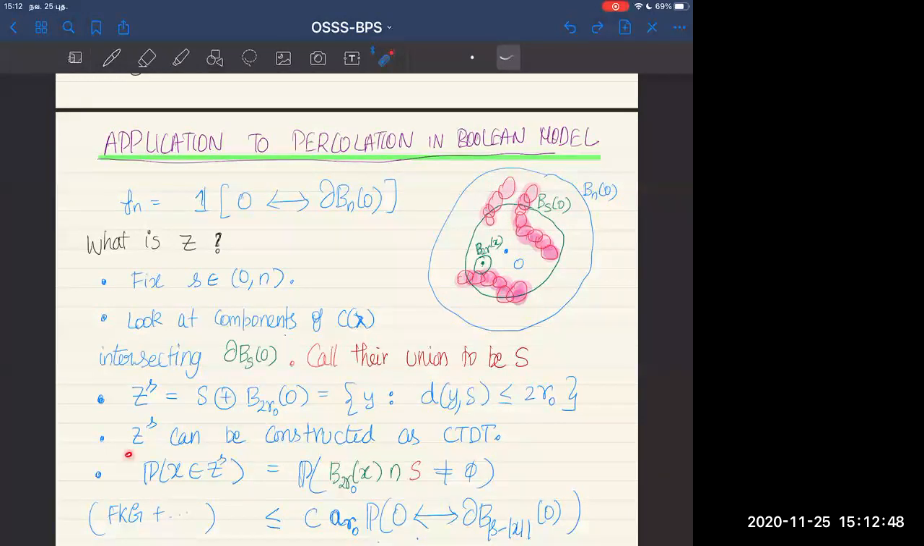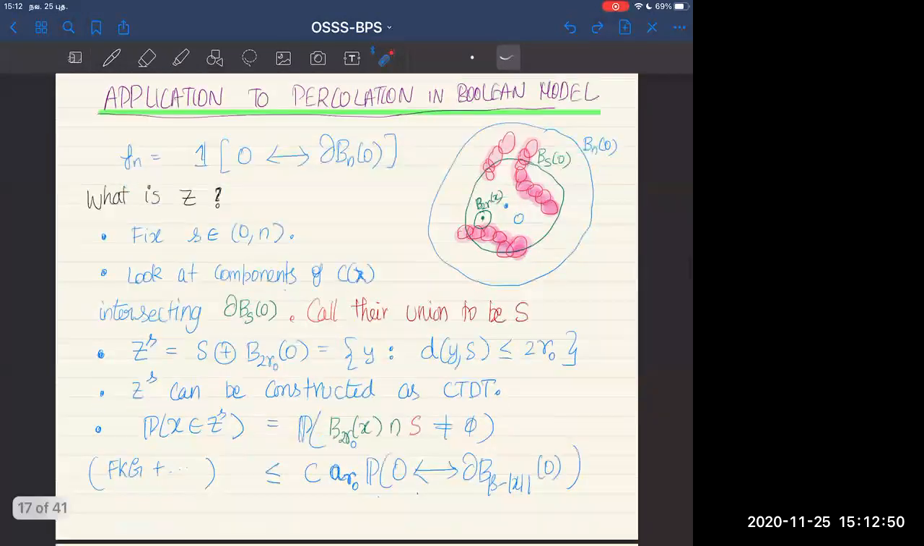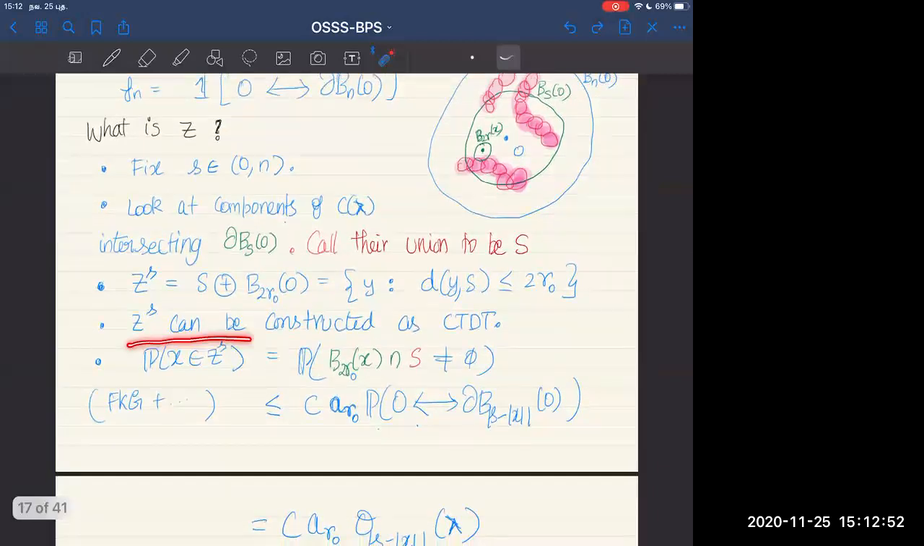I call this ZS. I'm not going to tell you how, but ZS can be constructed as a CTDT, continuous time decision tree. I'm not going to explain this. It's technical, and you have to think about how it can be done.